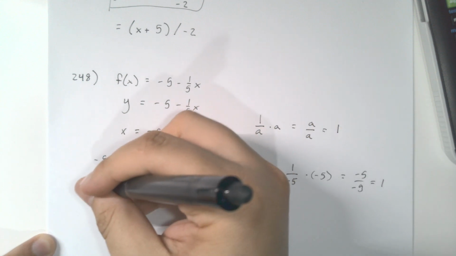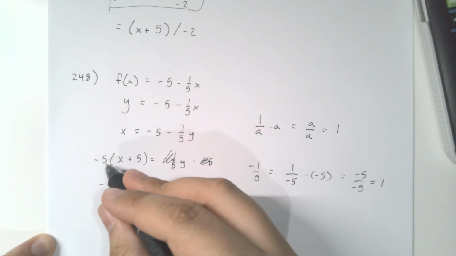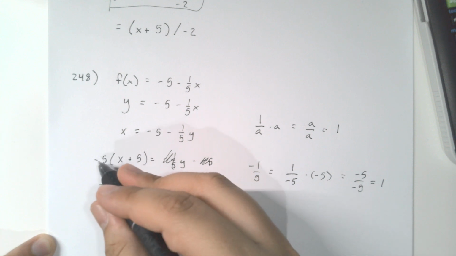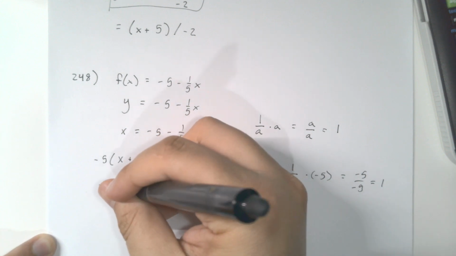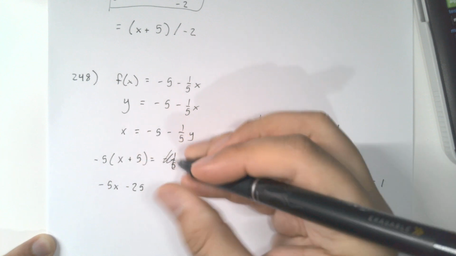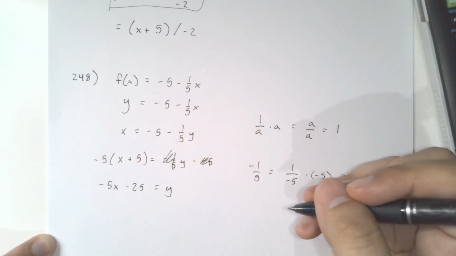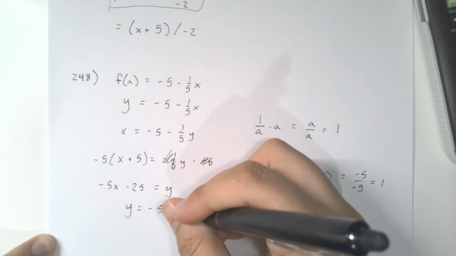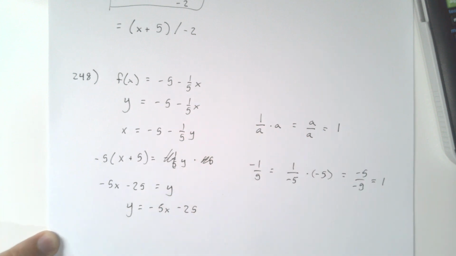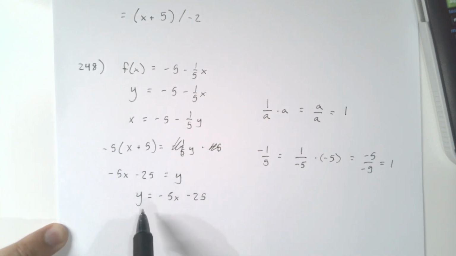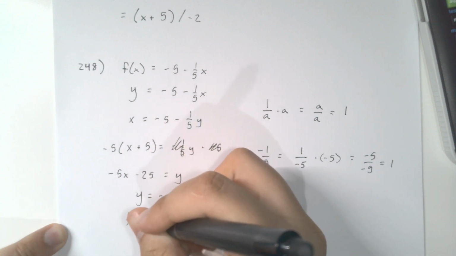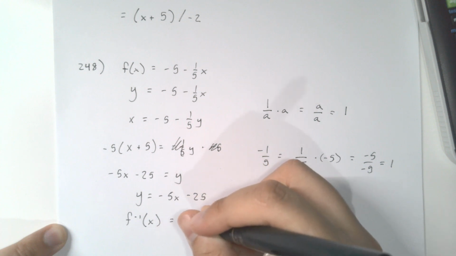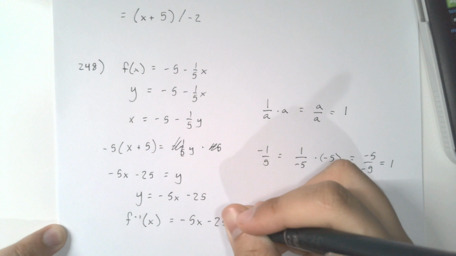And over here we have negative 5x. Because we distribute this negative 5, we have negative 5 times x, so negative 5x, and then negative 5 times positive 5, which gives us negative 25. And that's going to be equal to y. And of course, to put that in a more familiar form, that means that y is equal to negative 5x minus 25. So now that y is isolated, we say that this is our inverse function. Inverse of f of x is equal to negative 5x minus 25.